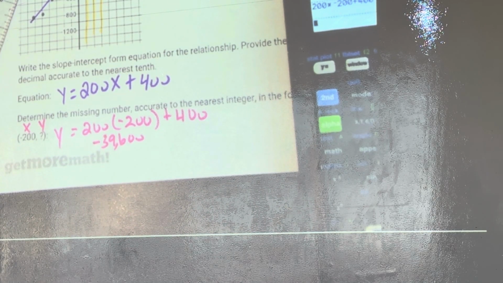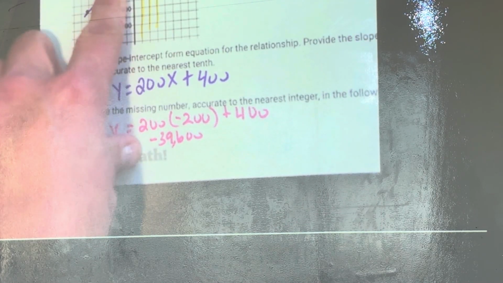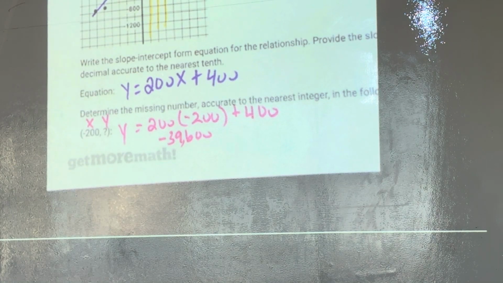And so if I put in negative, I'm going way far. Here's my line. I'm going way far over to the left. Does it make sense that I've got a big negative number? Yeah. Okay, so let's see how we compared to the computer.